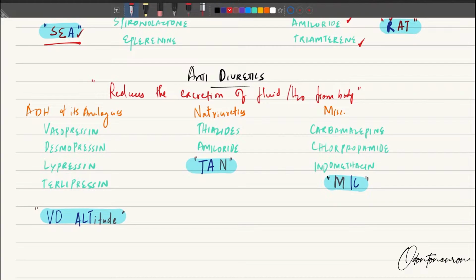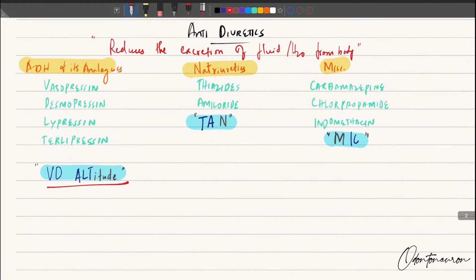So what are antidiuretics? You have three: ADH and its analogs, natriuretics, and miscellaneous. When it comes to ADH and analogs, the mnemonic is VD alt. What is VD? Vertical dimension at rest and occlusion. Remember Niswonger's method? Oh, sorry, that's prosthodontics. Prosthodontics we'll discuss later. So for VD alt, the altitude, we check the VD at occlusion and rest.